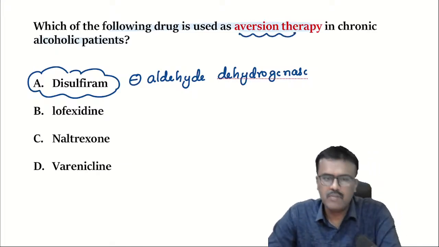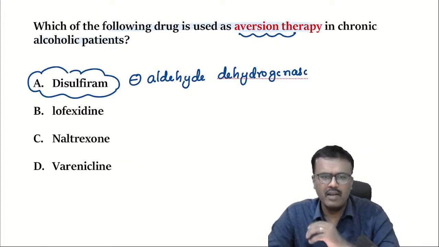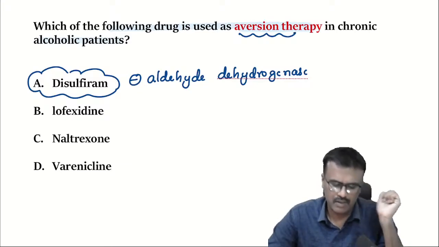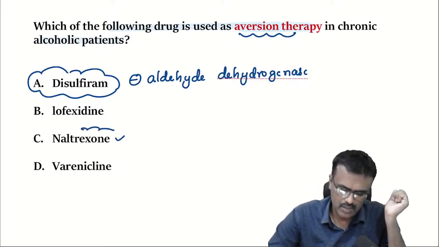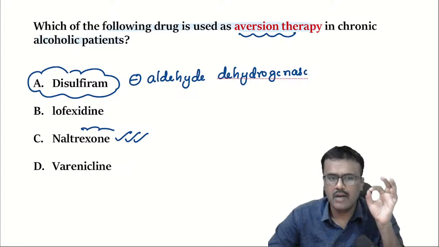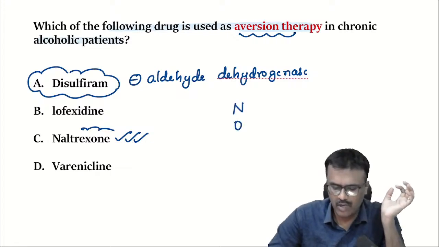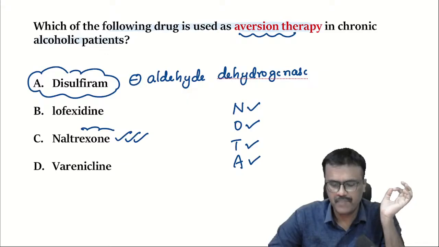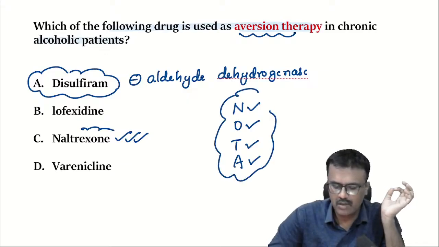But another problem in alcoholics is craving. They will try to leave alcohol for 5 months, 6 months. Then there is craving. The drug which is used to decrease craving in alcoholics is naltrexone. There is a mnemonic, NOTA: naltrexone, ondansetron, topiramate, acamprosate. These NOTA drugs are known to decrease cravings in alcoholics.